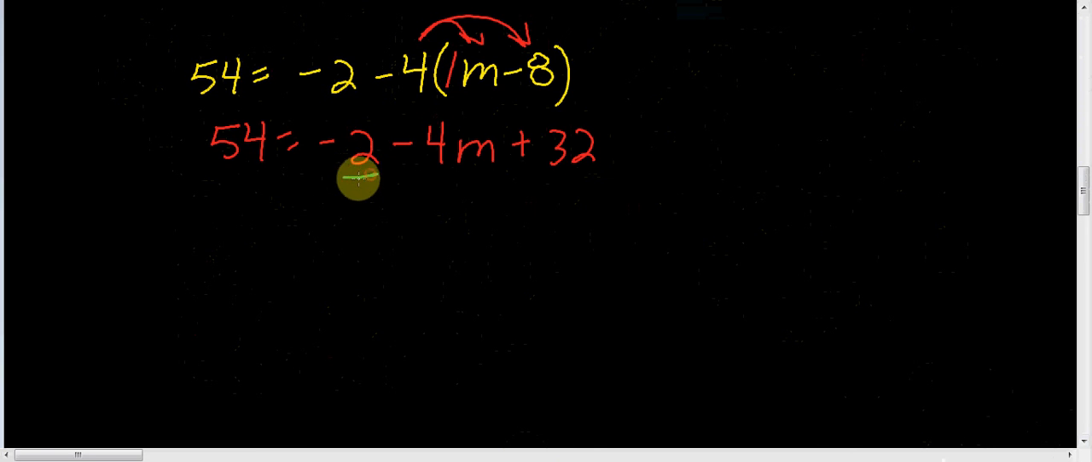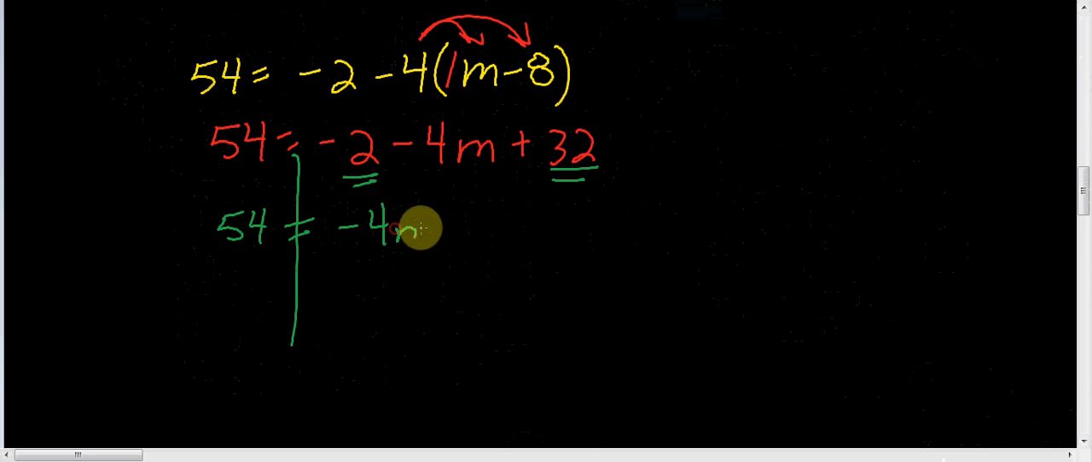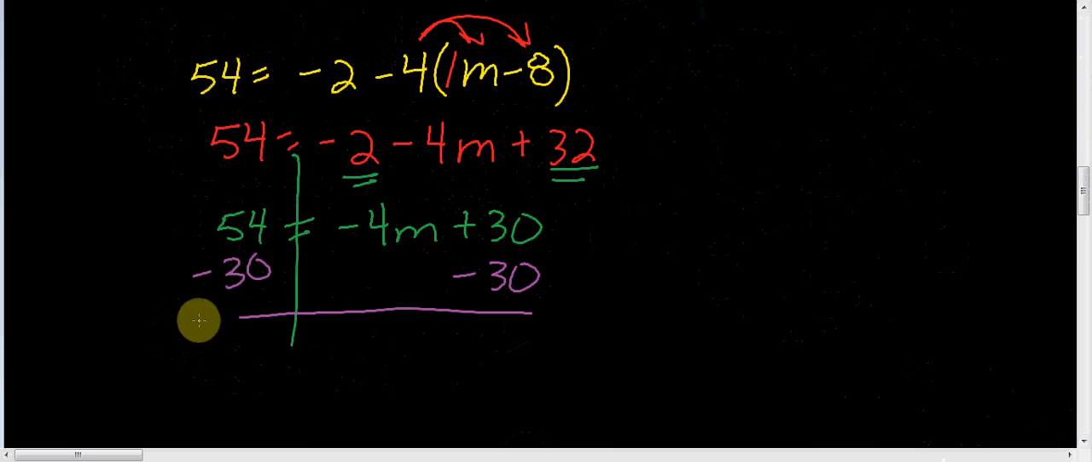I see that I have some like terms. They're both integers, so I split my equation in half, and I get 54 is equal to negative 4m. Negative 2 plus 32 is going to give me a positive 30, so I write plus 30. And then in 2 steps, I am done. So I'm going to work over here on the side with the m. Over on this side, I'm going to do the opposite of plus 30, which is minus 30. I have to be fair and do that to both sides. So I end up with 24 is equal to negative 4m. 30 take away 30 is gone.